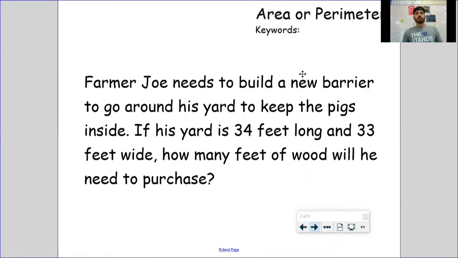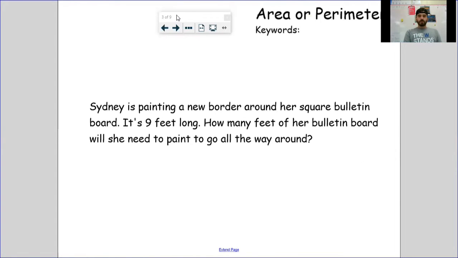All right. Cindy is painting a new border around her square bulletin board. It's 9 feet long. How many feet of her bulletin board will she need to paint to go all the way around? Interesting. All right, so let's focus on our keywords here. Border is one.